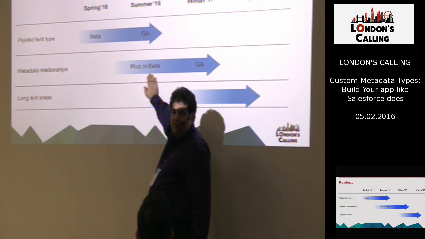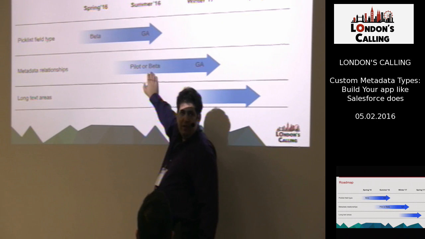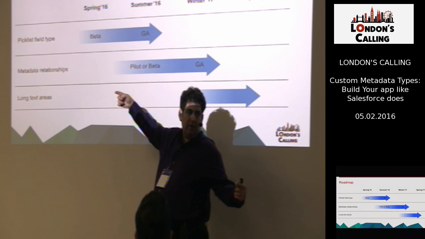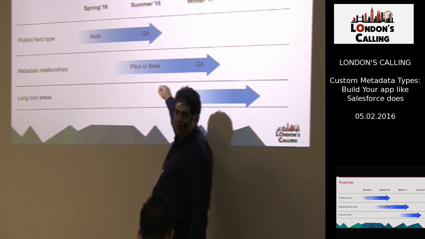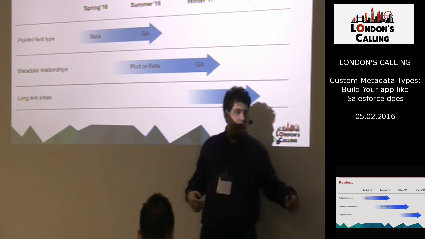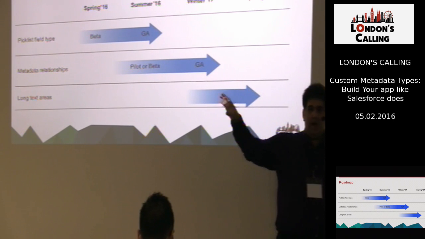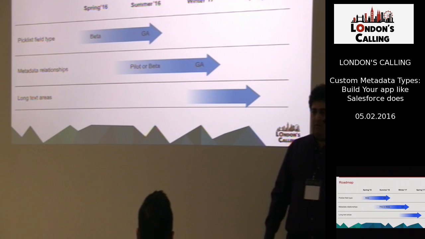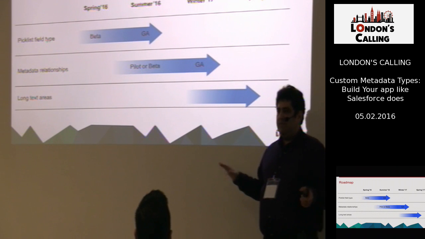a pilot of relationships between custom metadata types, so that a custom metadata record refers to another custom metadata record. Our stretch goal is also to let custom metadata records refer to object headers. And that's more of a 50-50 for summer.